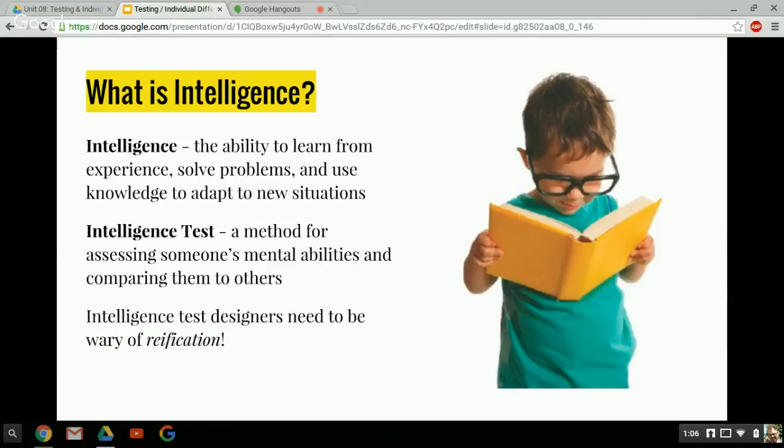Psychologists have come up with a decent answer for what intelligence is. If you ask a professional psychologist, they will call it the ability to learn from experience, to solve problems, and to use the knowledge you already have, things you've already learned, to adapt to new, different situations. How can you take what you know, what you are able to do, and apply it in the world in a functional, real way?